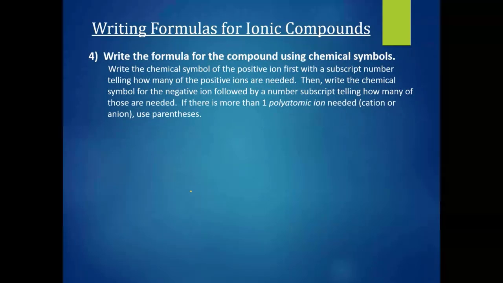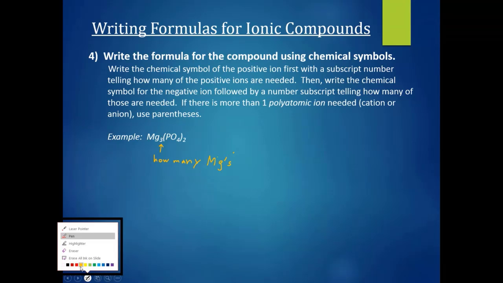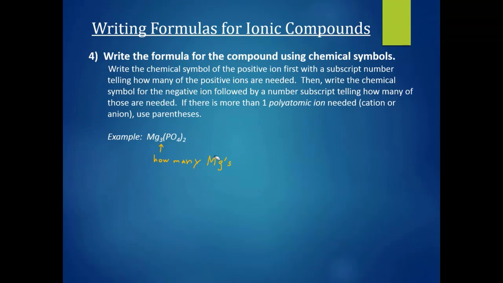Alright, so then once you know how many of each ion you need, you can go ahead and write the formula. We already figured out that we needed 3 magnesiums and 2 phosphates, so I just write Mg with the subscript 3. The subscript tells me how many. So that tells me how many magnesiums. And the phosphate, I need 2 of them.